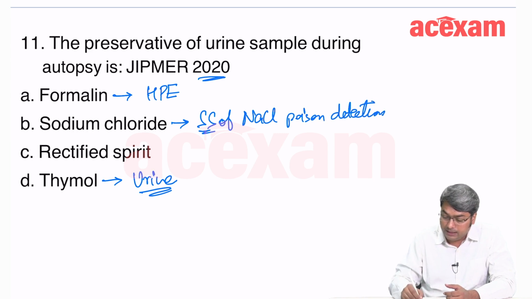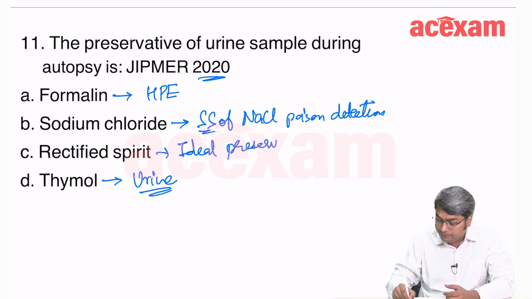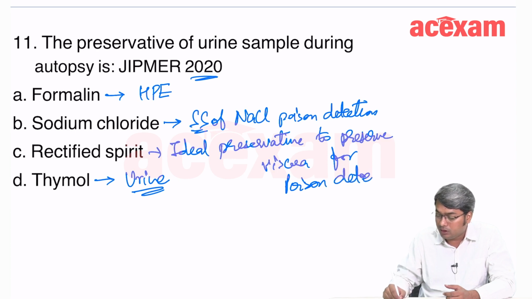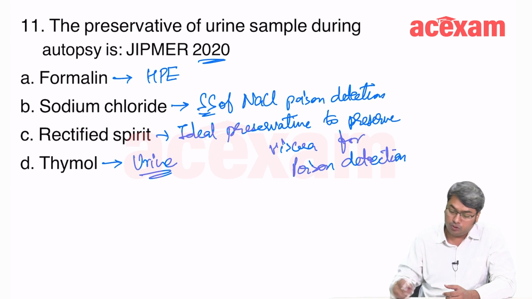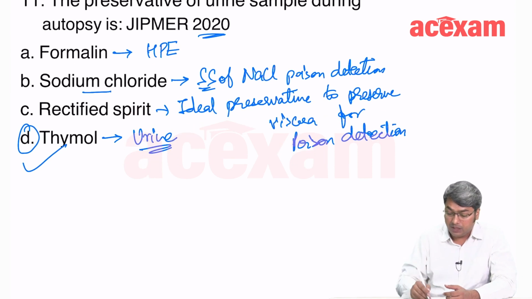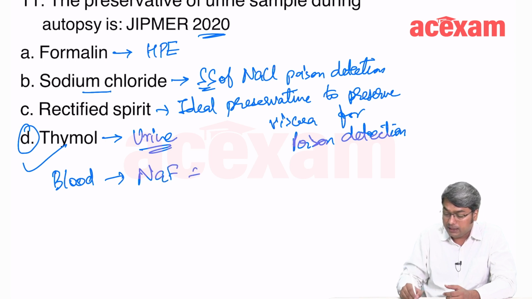And rectified spirit is the ideal preservative to preserve viscera for poison detection. That is the ideal preservative, but it is not followed in all cases. Sodium chloride is preferred. So, in this case the answer is thymol. Alright. For blood we use sodium fluoride and also EDTA.